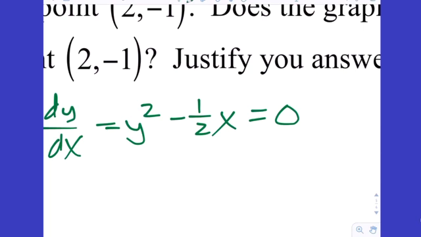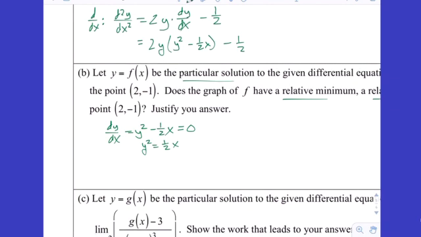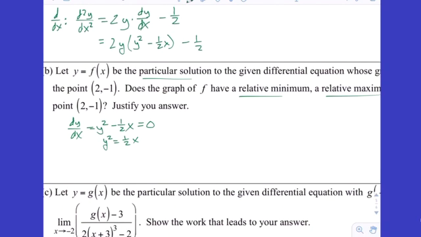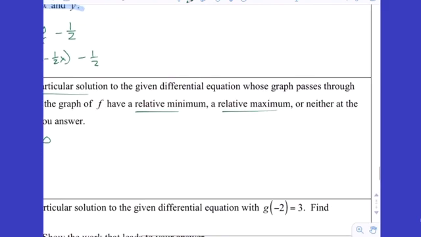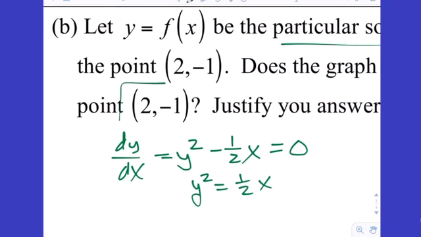Okay, so y squared equals a half x. Then what? Yeah, in this case, I'm not trying to solve for x. It's asking, is there a local max or min at this point? So, right, I'm not going to necessarily solve for x or y.